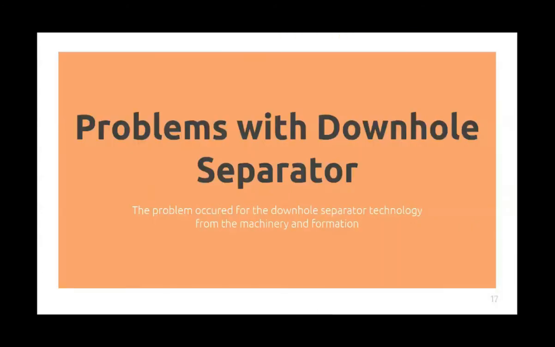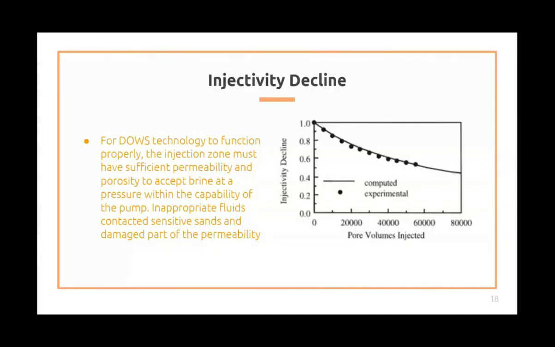Okay, not all technologies have all the advantages. There are also problems with the downhole separator. Mostly the problems for the downhole separator technology occur from the machinery of the technology, and also the problems come from the formation. Okay, the first problem that comes with the downhole separator technology is injectivity decline.